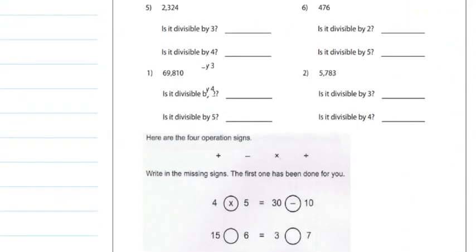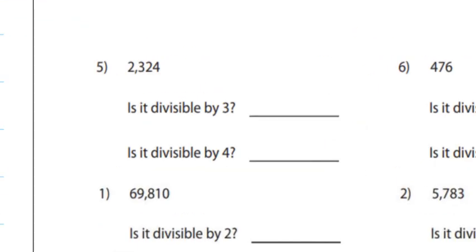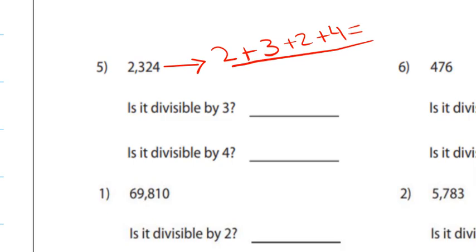Let's check, or remember, the divisibility rule for 3. Is this number divisible by 3? We don't know. Let's do the test. Add all digits: 2 plus 3 plus 2 plus 4. 2 plus 3 is 5, 5 plus 2 is 7, 7 plus 4 gives you 11. So 11 is not a multiple of 3.